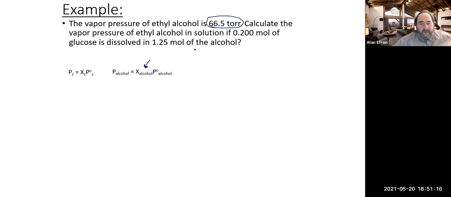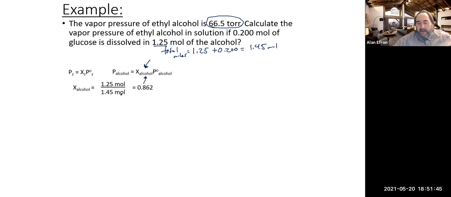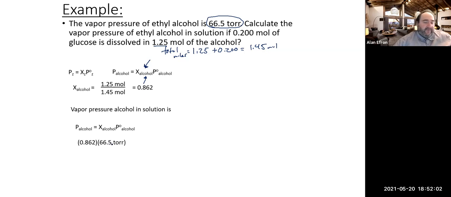To figure out the mole fraction of our alcohol, we need the total moles, like we talked about with mole fraction. So we add those together, which gives us 1.45 moles total. We take the moles of the alcohol, 1.25, and divide by the total moles to get the mole fraction of the alcohol, 0.862. The 66.5 is the normal vapor pressure of ethyl alcohol under these conditions. Now we put it into the equation, mole fraction times normal vapor pressure, and we get a vapor pressure of the ethyl alcohol dissolved with the glucose of 57.3 torr.